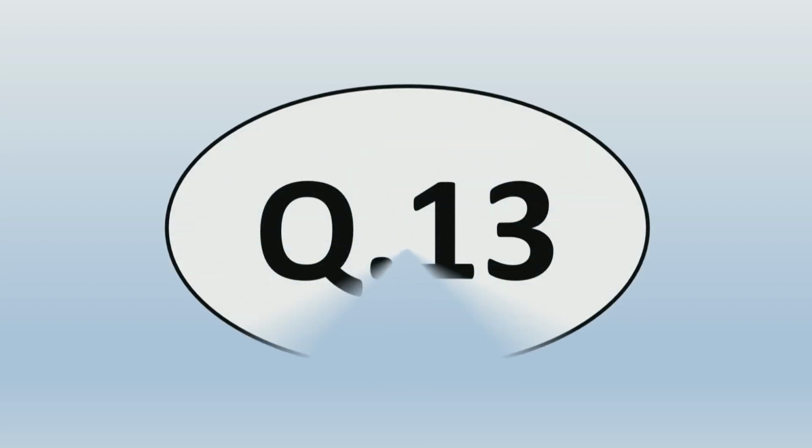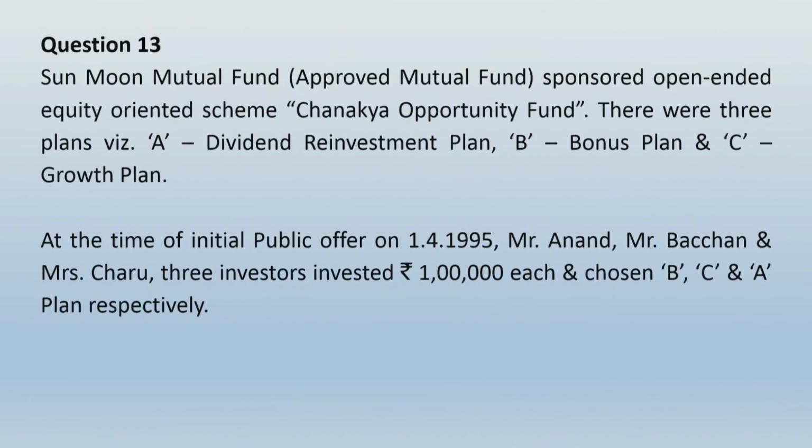Let us take up question number 13. Let us read this question. Sun Moon Mutual Fund, an approved mutual fund sponsored open-ended equity oriented scheme, Chanakya Opportunity Fund. There were three plans: A, dividend reinvestment plan, B, bonus plan, and C, growth plan. At the time of initial public offer on 1/4/1995, Mr. Anand, Mr. Bachchan and Mrs. Charu, three investors, invested rupees 1 lakh each and chose B, C and A plan respectively.